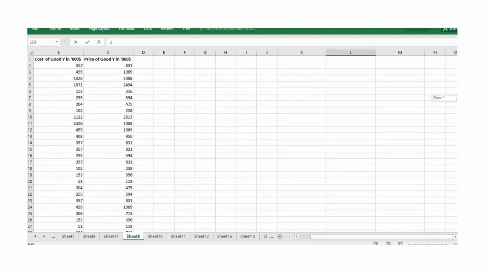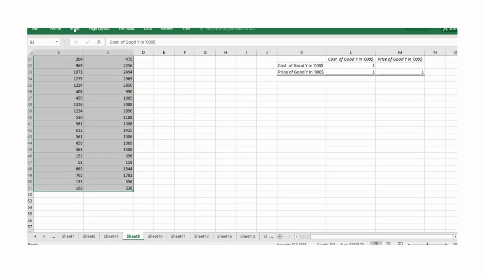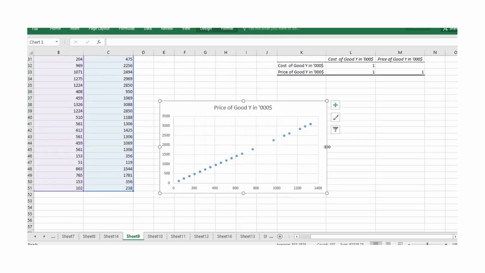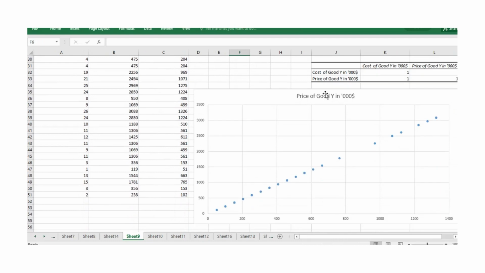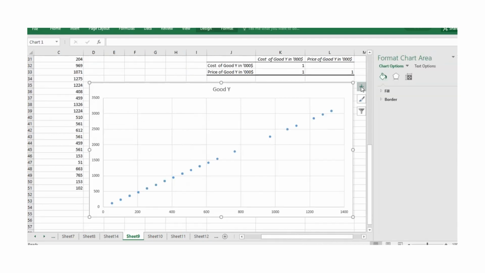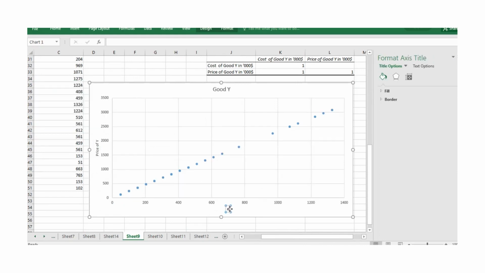So let's check this using the scatter diagram. We go to insert. We click on the data, go to insert and click on it. Let's use this one. You can see we have the scatter diagram. So this is good Y. You can title it good Y. We also include the labels, axis titles: price of Y, cost of Y.